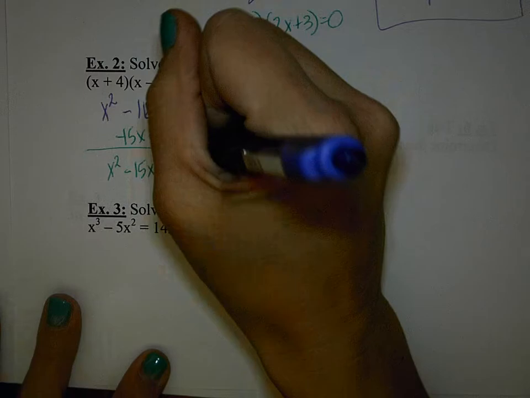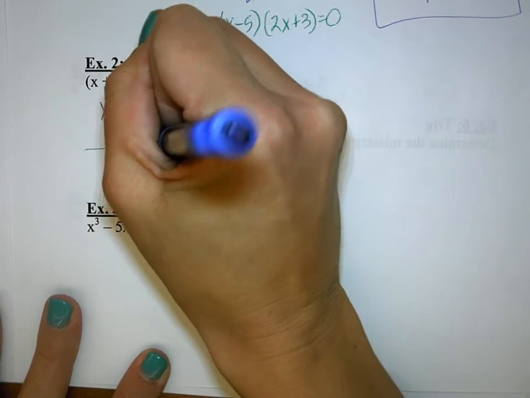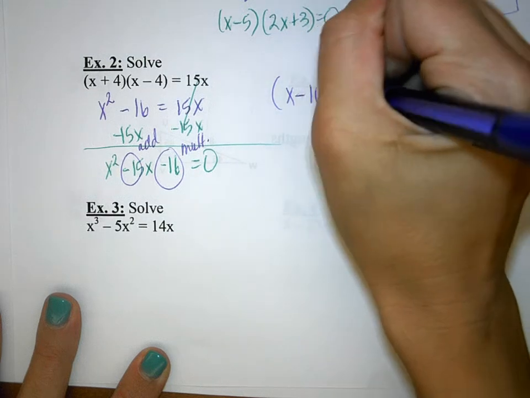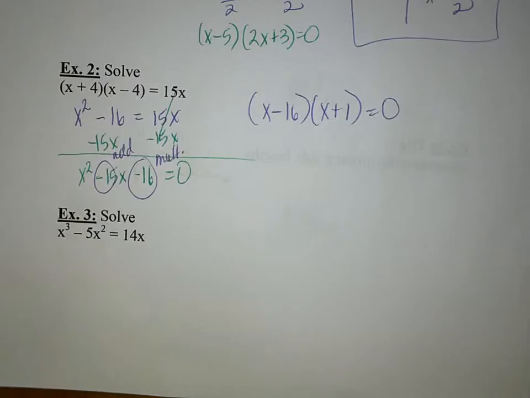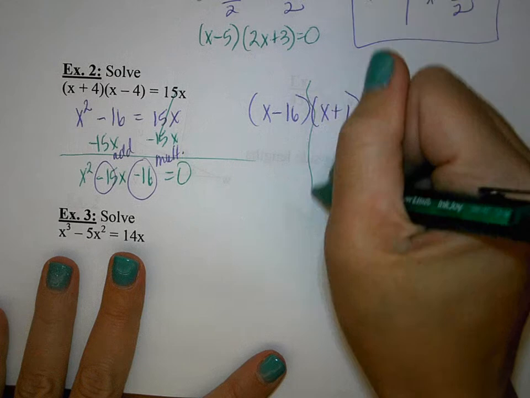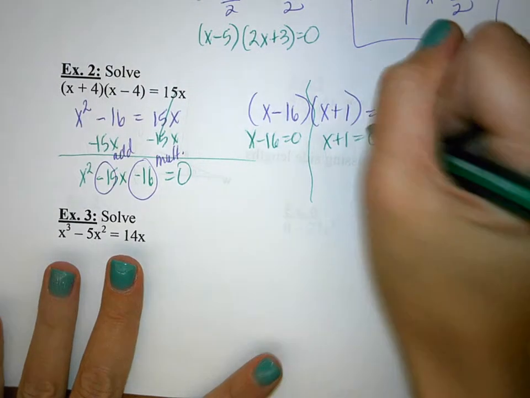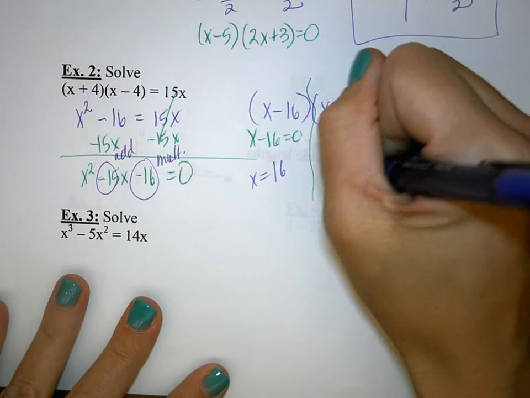Good. So our 16 is our multiplication number. Our negative 15 is our adding number. So what numbers did you guys say? Good. And we set those equal to 0. And yes, she's here. And what do I get? Very good. So positive 16 and negative 1.